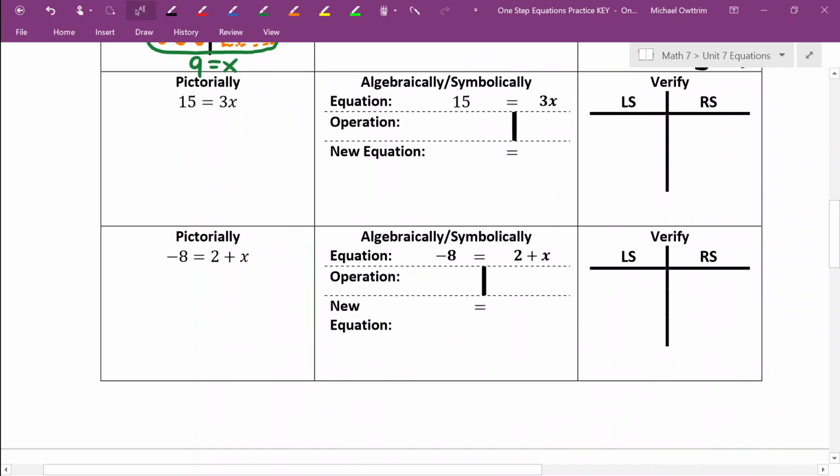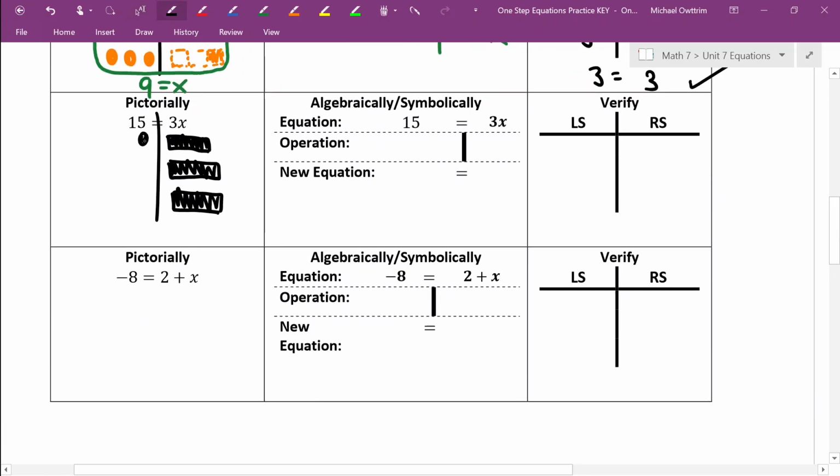Let's take a look at this one here. Again, it doesn't matter where your x is. So we've got 15 is equal to 3x. Let's start with 3 full x's. Perfectly drawn to be equal size, of course. And on the other side, we need a total of 15 constants. So we'll draw those in our 3 rows.